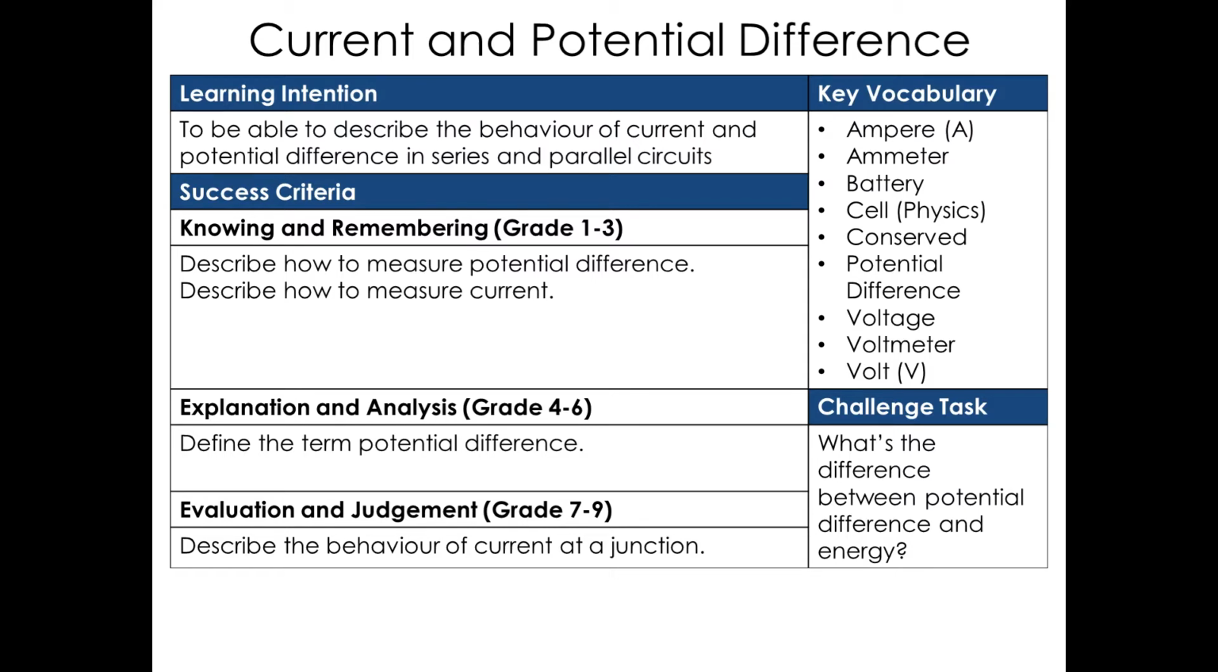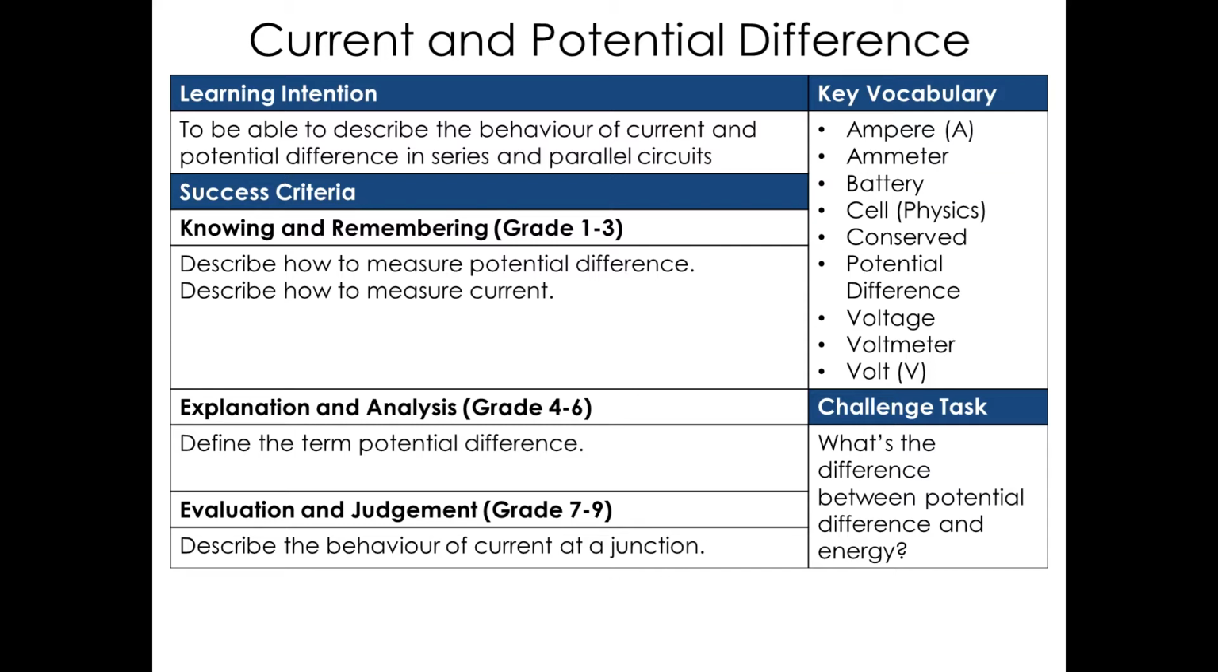So the success criteria: describe how to measure potential difference and how to measure current. What that means is what pieces of equipment do you use and how do you connect them into a circuit. You should also be able to define the term potential difference and describe the behaviour of current at a junction.